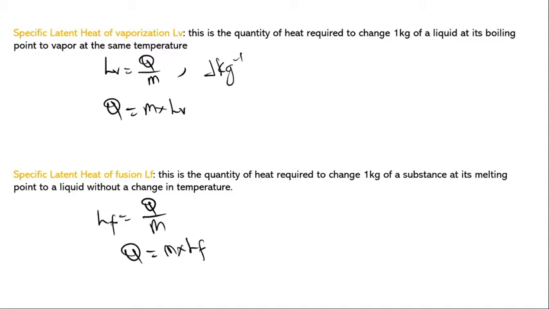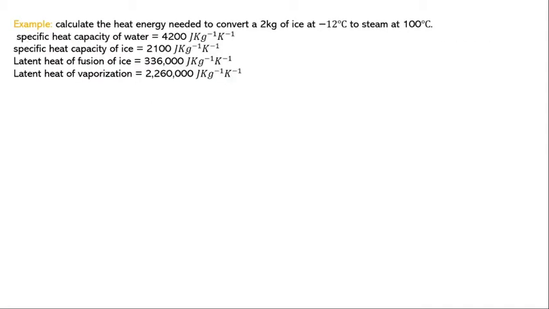So now that we are done with looking at what sensible heat, latent heat, and heat energy are, let's look at some examples so that you can know how to use the latent heat of fusion and latent heat of vaporization in solving practical problems. The first one we want to look at: calculate the heat energy needed to convert 2 kilograms of ice at negative 12 degrees Celsius to steam at 100 degrees Celsius.